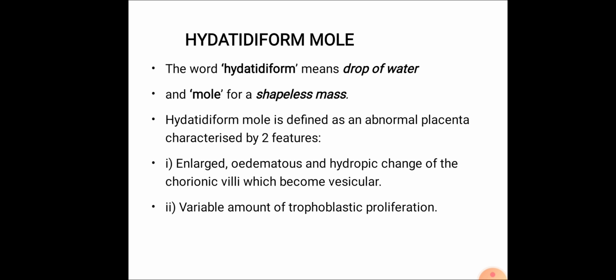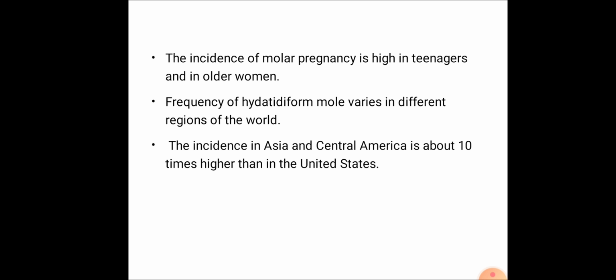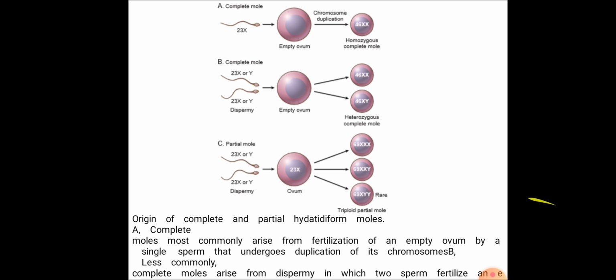So, hydatidiform mole is defined as an abnormal placenta and it has 2 characteristic features. First, it has enlarged, edematous and hydropic change of chorionic villi, which become vesicular, and second, it has a variable amount of trophoblastic proliferation. The incidence of molar pregnancy is high in teenagers and in older women. Frequency of hydatidiform mole varies in different regions of the world. The incidence in Asia and Central America is about 10 times higher than in the United States.